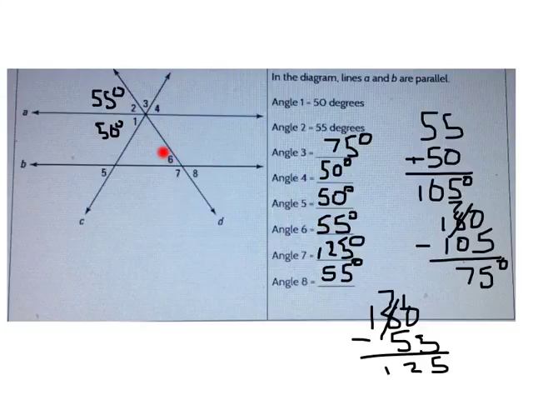Angle 8 is vertical to angle 6, so it's worth 55 degrees. To solve for angle 3, I know that it's on a straight line with 50 degrees and 55 degrees. So I can add 55 plus 50 to get 105, and then subtract 180 minus 105. Angle 3 is worth 75 degrees. I can solve for angle 7 because it's on a straight line with angle 6. So I can subtract 180 minus 55 to find that angle 7 is 125 degrees.